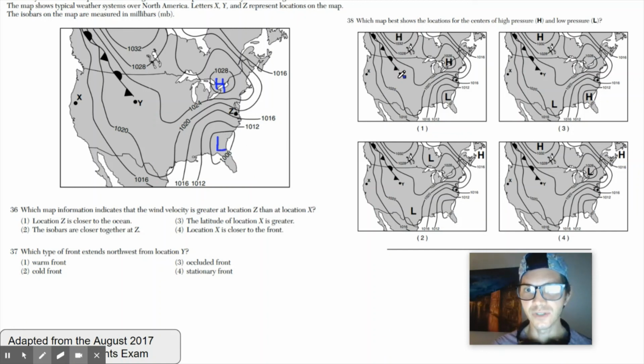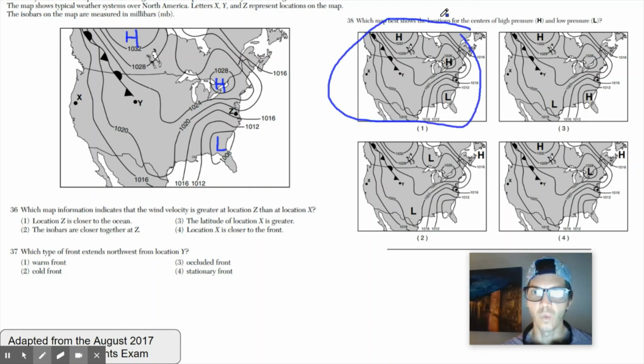And look at the answer choices here. It looks like I forgot one spot up on top. 1032. Well, this is relatively higher than the isobars around it. So then that's going to be a high pressure system there. So the best answer would have been choice 1 for this one.